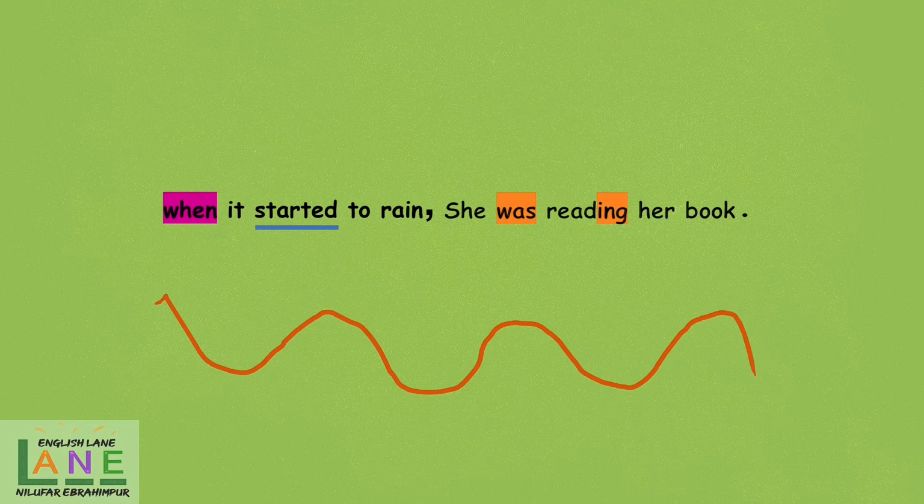Which one is the continuous action? Reading a book. She was reading a book. And what is the action that happened in the middle of it? It started to rain.